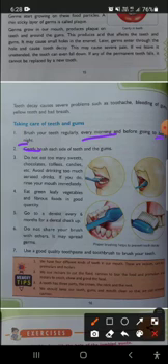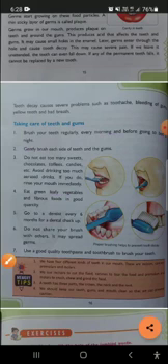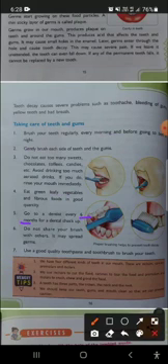Eat green leafy vegetables and fibrous fruits in good quantity. We should eat leafy vegetables and fibrous fruits, the foods which are rich in fiber. Go to a dentist every 6 months for a dental checkup. We should visit a dentist at an interval of 6 months, that is, after every 6 months.